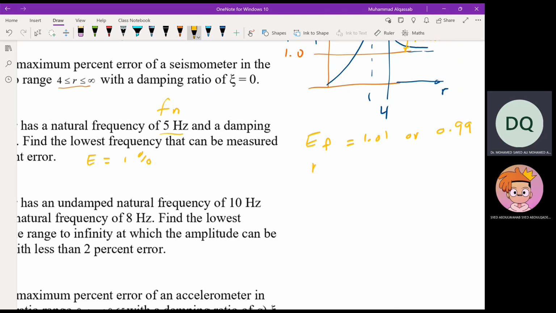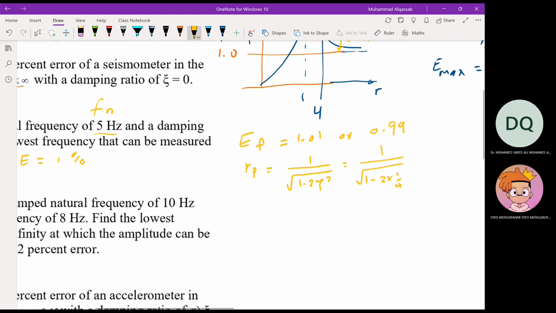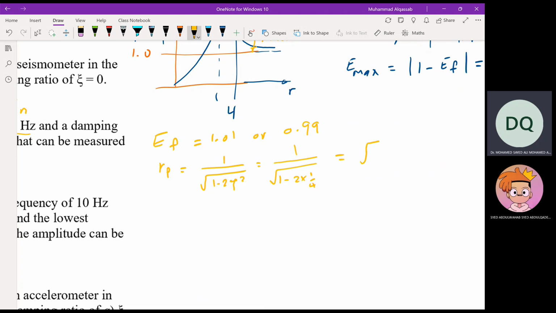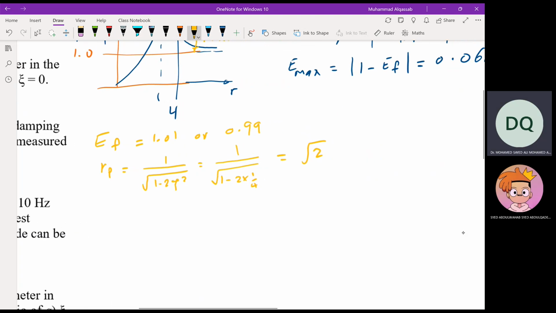Okay, so first of all, we find R peak, which is 1 over square root of 1 minus 2 zeta squared, right? Zeta is 0.5, so this will be 1 over square root of 1 minus 2 multiplied by 1 over 4, which will be square root of 2. Okay, square root of 2, which is 1.4, and then substituting in the error factor.